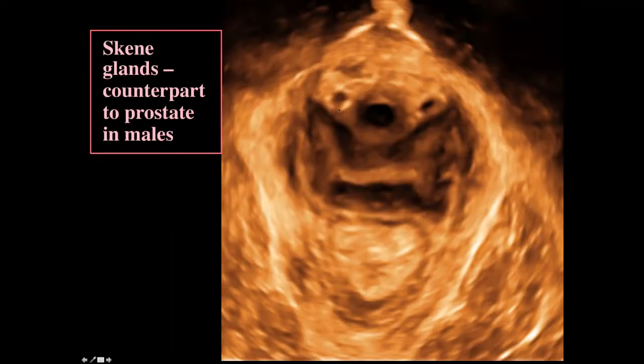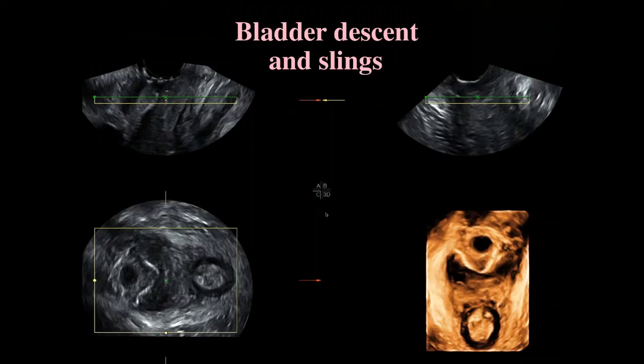And if you get the angle right, you can see these little tiny glands that are on either side of the urethra. These are called Skene glands, and they're the counterpart to the prostate in males. And they're right on either side of the urethra. And again, you can see the smiley face vagina here and the rectum behind it. And this very thin area here is the rectovaginal septum, which is so important. There can be fistulas there, there can be endometriosis there, all sorts of things.